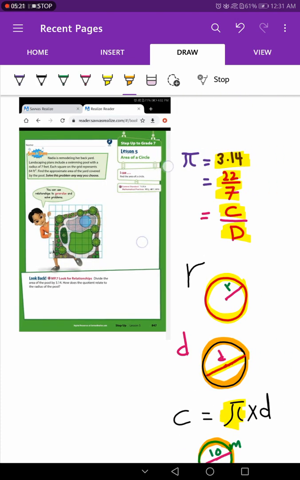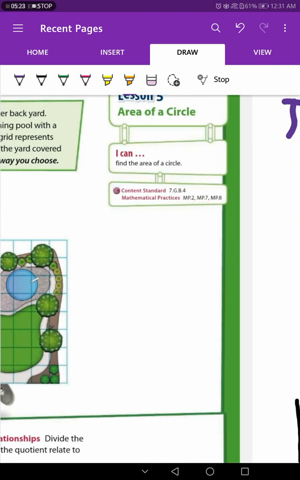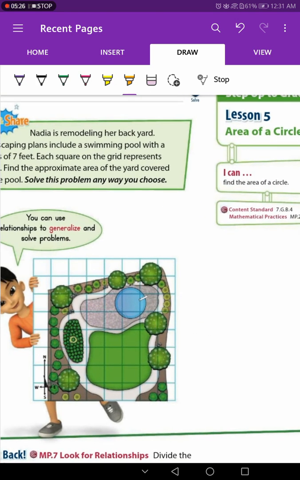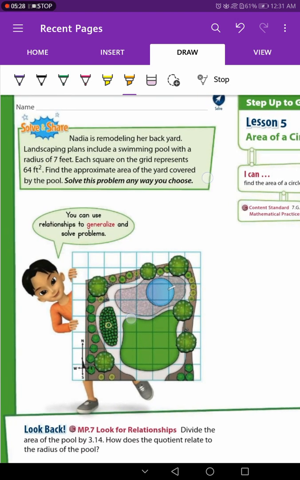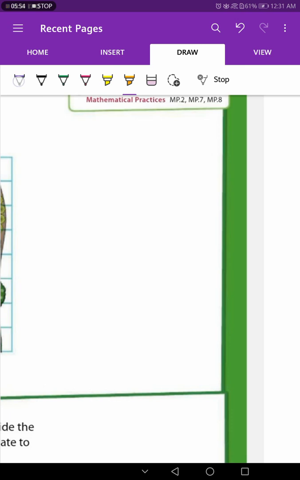And let us come back here, area of a circle. In this example, Nadia is remodeling her backyard. Landscaping plans include a swimming pool with a radius of 7 feet. Let us highlight this. Each square on the grid represents 64 square feet. Find the approximate area of the yard covered by the pool.